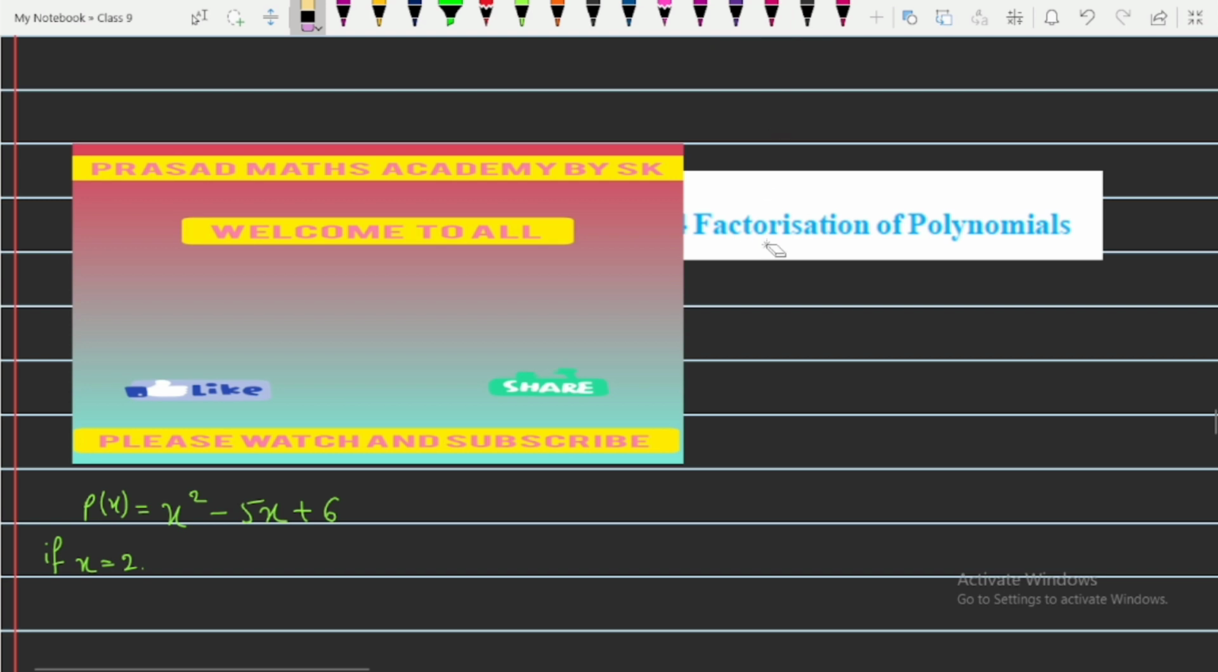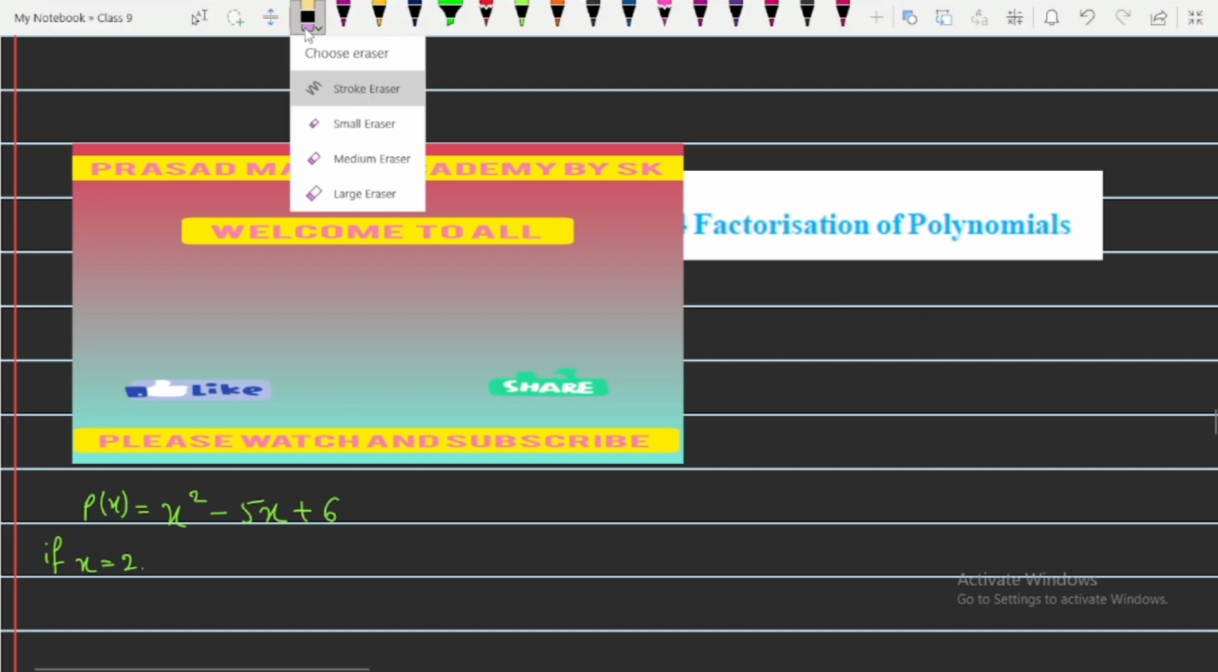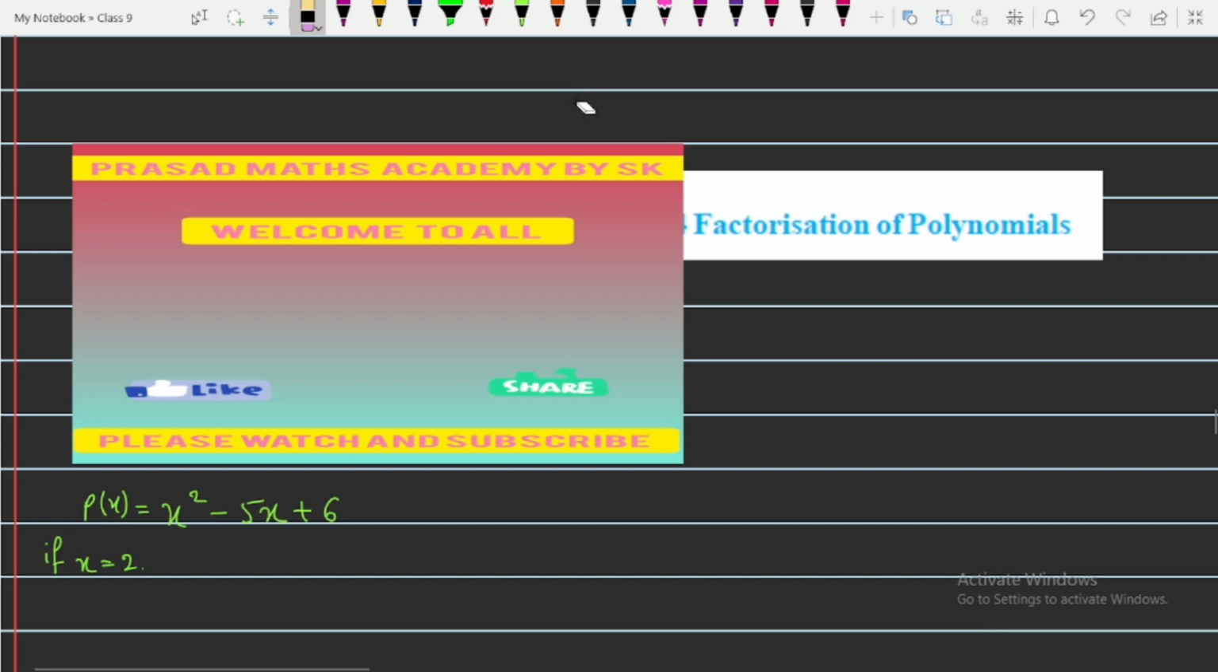Today we are going to learn about factorization of polynomials. First of all, what are factors? How can we do the factorization?